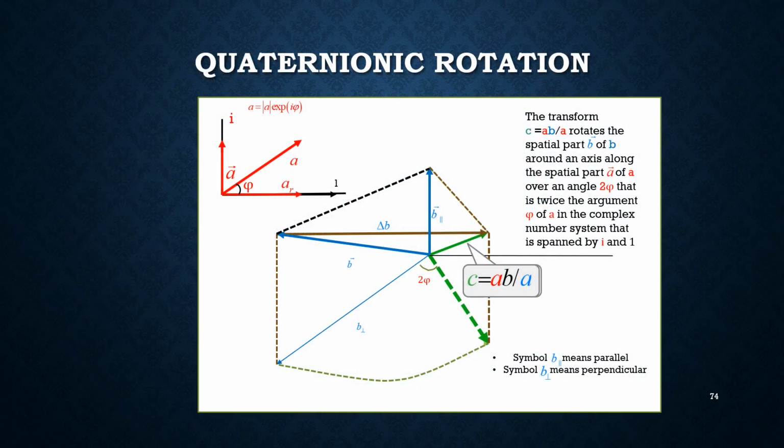The transform C equals A times B divided by A rotates the spatial part B of B around an axis along the spatial part A of A over an angle 2 phi that is twice the argument phi of A in the complex number system that is spanned by I and 1. Symbol B with subscript parallel lines means parallel. Symbol B with subscript perpendicular lines means perpendicular.